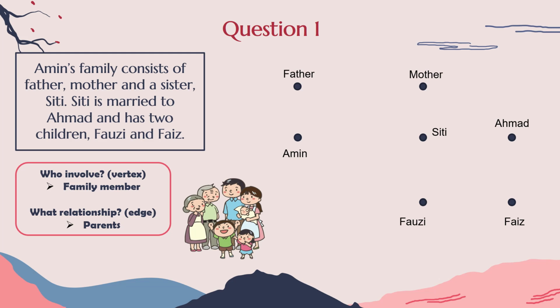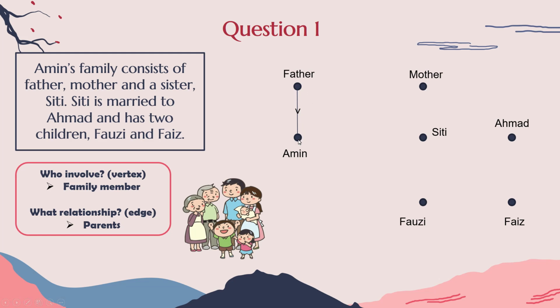Who is the parent of Amin? Who is the parent of Siti? Also, who is the parent for Fauzi and Faiz? So here is involving the directed graph, because it is the relation: who is the mother to Amin, who is the mother for Fauzi, like that. Okay, I will show you. Father. This father is the father of Amin. Like this, the directed graph.